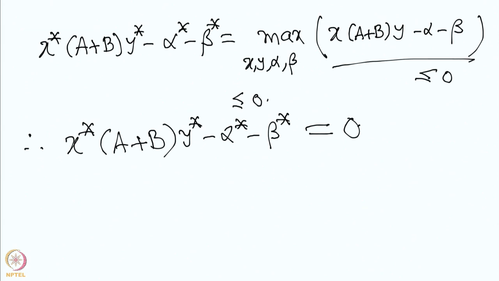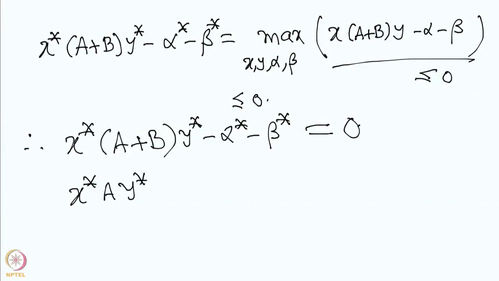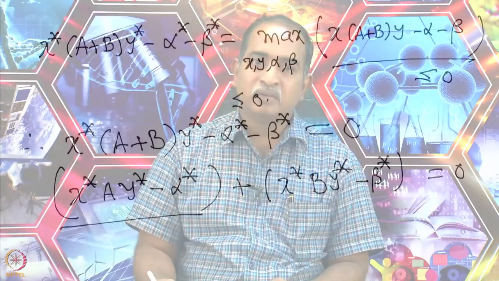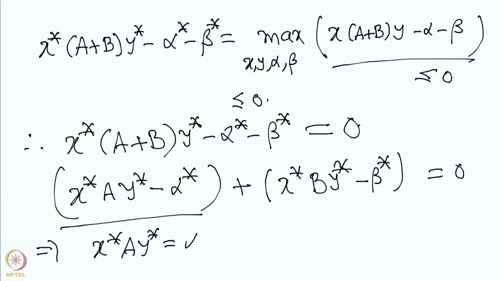Once this is there, now we use the constraints. By using the constraints, we can easily see that we can write it as x star a y star minus alpha star, this is one term, plus another term, x star b y star minus beta star. The sum of these two terms is equal to 0, but by the constraints, x star a y star minus alpha star should be less than or equal to 0, and this is also less than or equal to 0, so both of them are non-positive numbers. Therefore, what we get is that they must be 0.